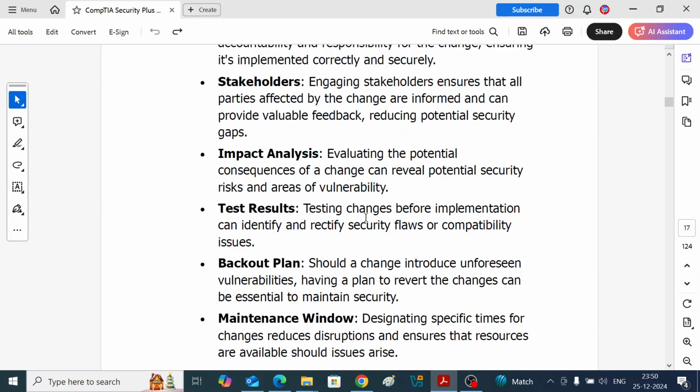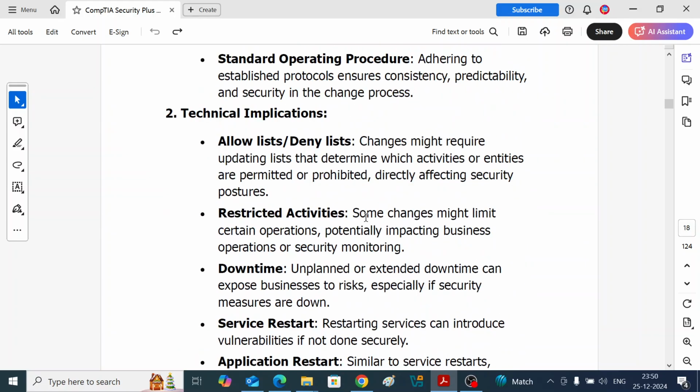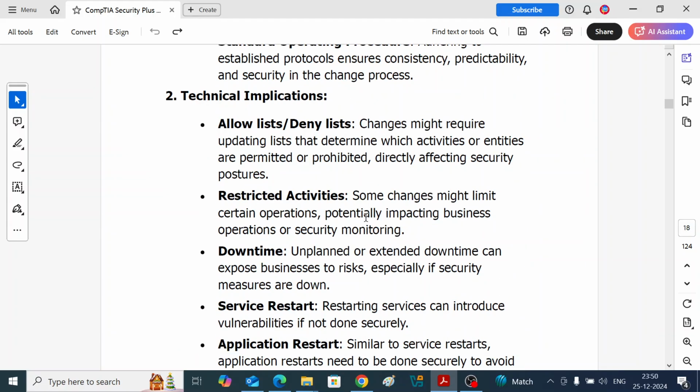So all right, the next one is about technical implications. Okay, let's talk about the technical implications for change management. Right, allow lists and deny lists. Changes might require updating lists that determine which activities or entities are permitted or prohibited, directly affecting security postures.